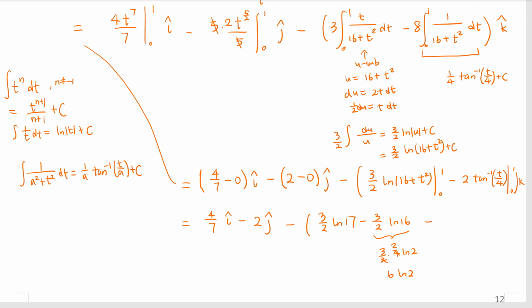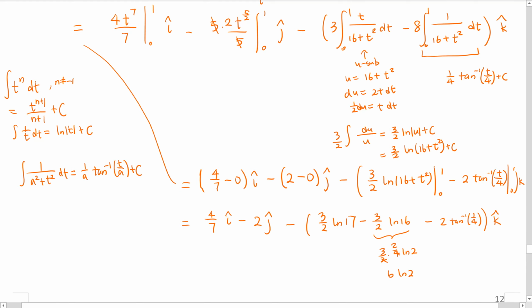Alright. And then when we plug in 1, we get arctangent of 1 over 4. That's not a common angle value. The common angle values are 0, 1 over root 3, 1, and root 3. So this is not a common angle value, just leave it there. And then when we plug in 0, arctangent of 0 is 0. So just leave it like that.